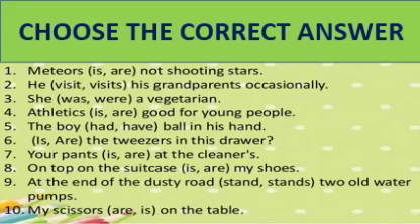So students, here is a small exercise to check how much you have learned in this video. So write this exercise in your notebook and write the correct answer.